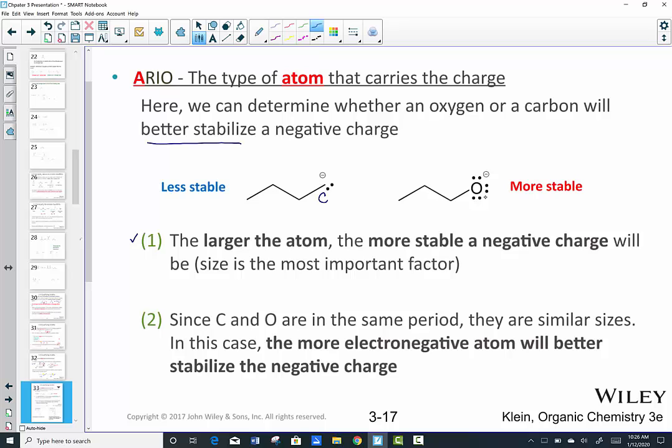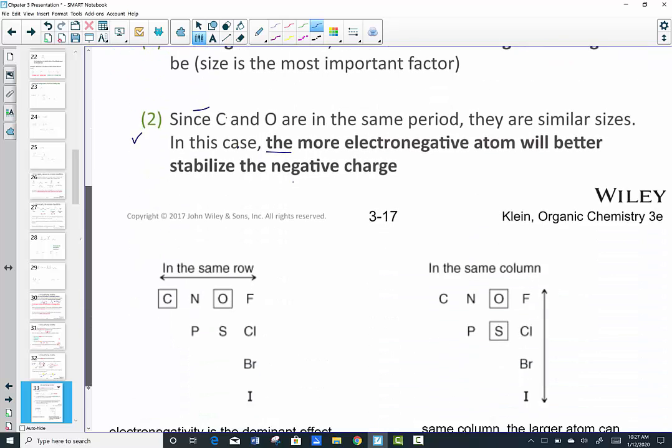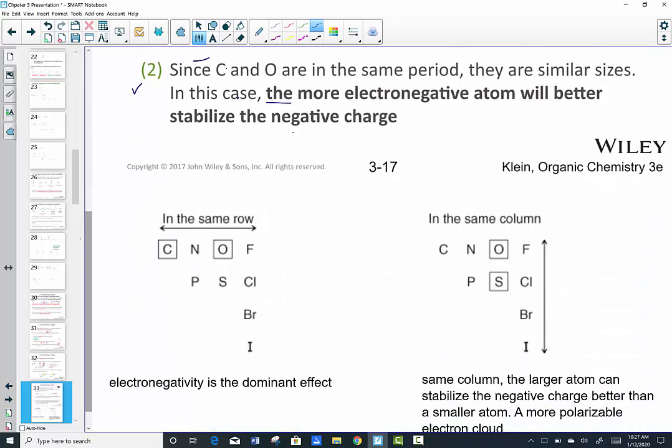So in that case, we defer to a second way of determining who stabilizes the negative charge a little bit better than the other. And that goes by its electronegativity. The more electronegative atom will be better at stabilizing the negative charge. Now, just visually on our periodic table, we had mentioned that carbon and oxygen were in the same row. We said that that's period 2. So really the size is not the biggest influence because they're very similar in size.